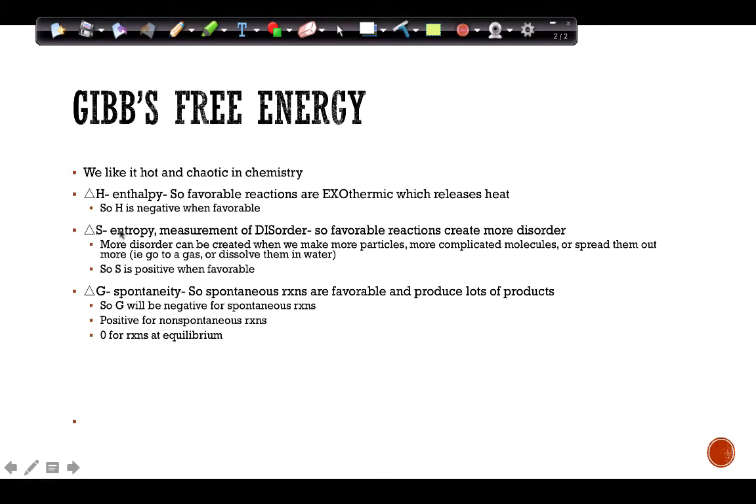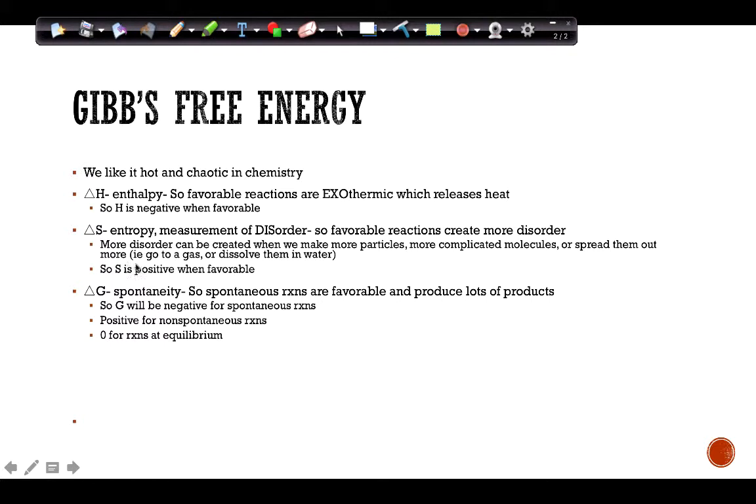Now, with entropy, entropy is the measurement of disorder. So if your delta S increases, then you are becoming more disordered. If it decreases, then you're becoming more ordered. You're cleaning up. So favorable reactions are going to create more disorder. Well, how do you do that? Well, you can spread molecules out more, so go into a gas state. You can dissolve it into water. You can go into a reaction that makes more particles, more complicated particles. Okay, any of those things increase disorder. So basically, if you become more messy, you're becoming more disordered.